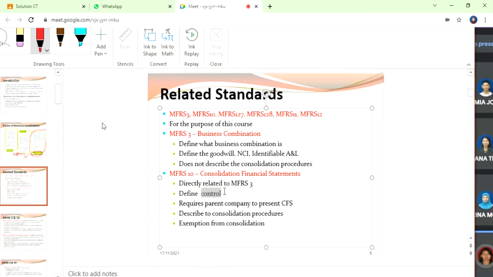This term control is very important. When it comes to consolidation, there must be an element of control. So you have to check whether there is control. If there are no criteria of control, then do not do consolidation. It also gives you the steps in the consolidation, and it also tells you when a company should be exempted from doing consolidation. When is an entity exempted from consolidation, or when is the parent company exempted from preparing consolidated accounts?